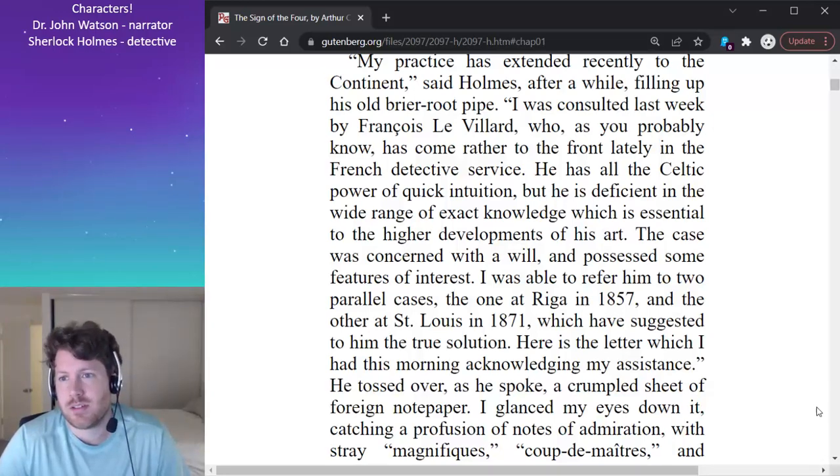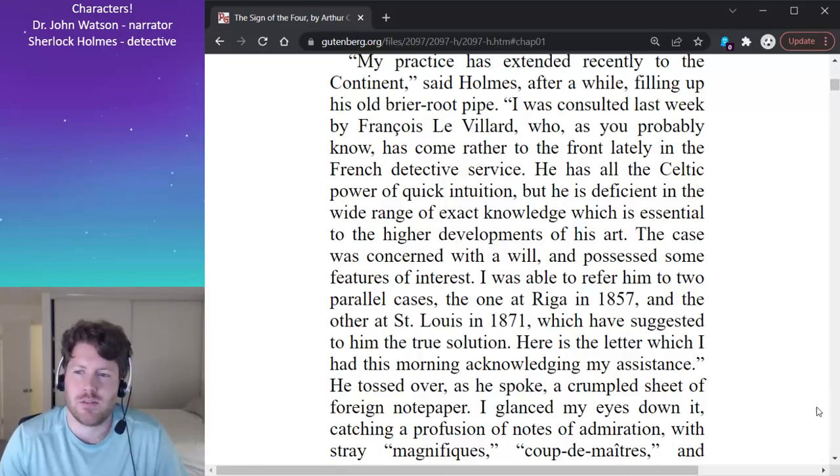My practice has extended recently to the continent, said Holmes after a while, filling up his old briar root pipe. I was consulted last week by Francois Villard, who, as you probably know, has come rather to the front lately in the French detective service. He has all the Celtic power of quick intuition, but he is deficient in the wide range of exact knowledge which is essential to the higher developments of his art.